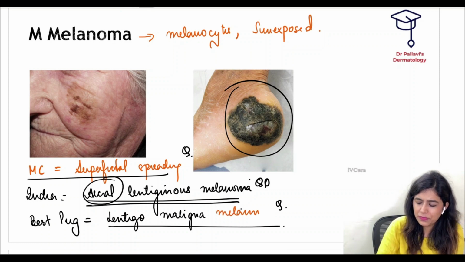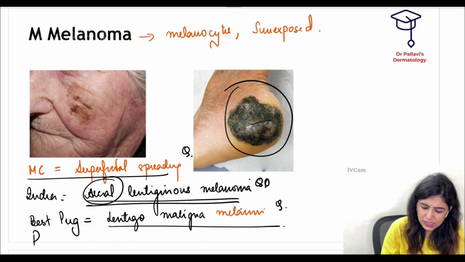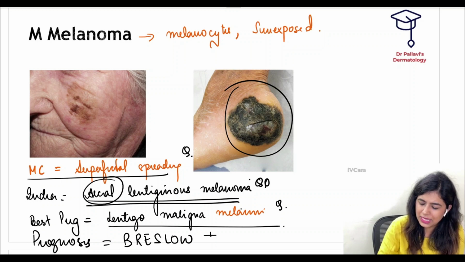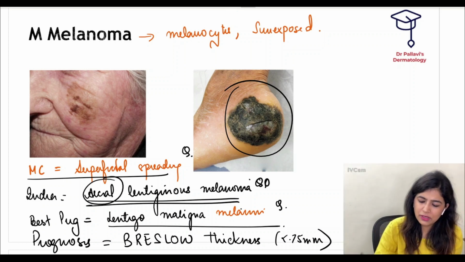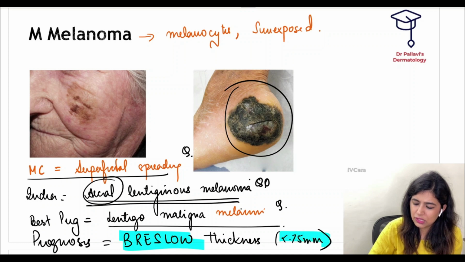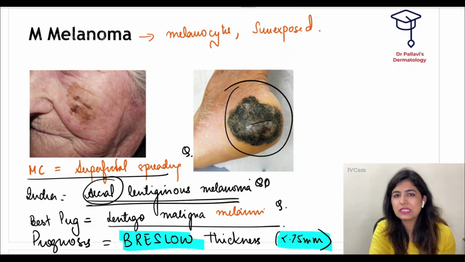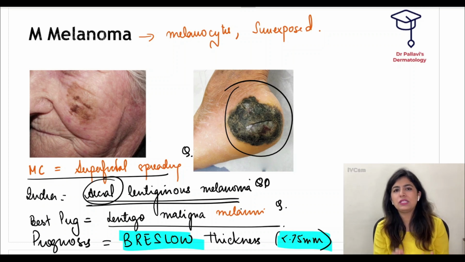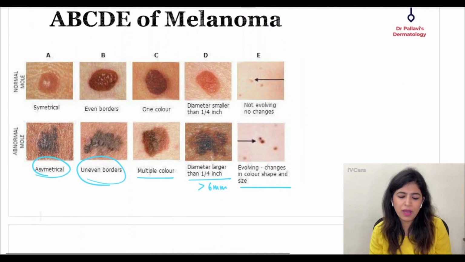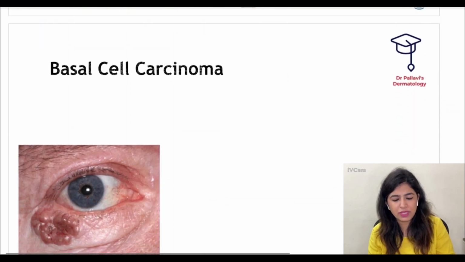And what is the grading that you use to decide the prognosis? The prognosis is decided by a grading which is called the Breslow thickness. It has to be less than 0.75 millimeter for it to be a good prognosis. Okay, so what is the grading? Breslow thickness. The critical Breslow thickness is 0.75 millimeter. These are all the points that you need to remember about malignant melanoma. And then the ABCDE of the lesion.